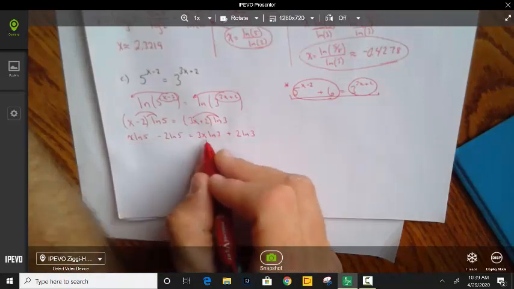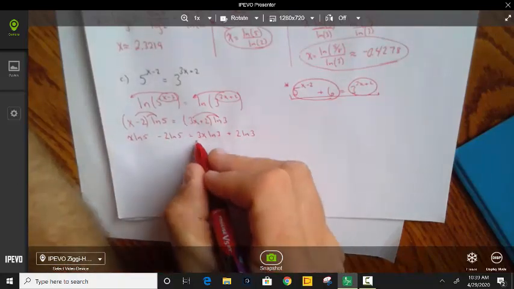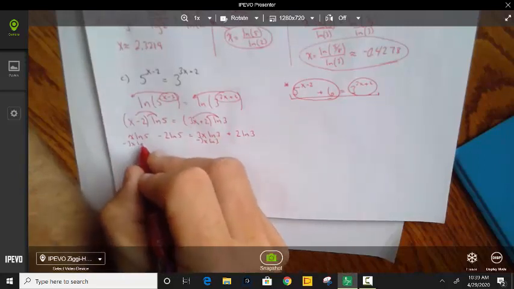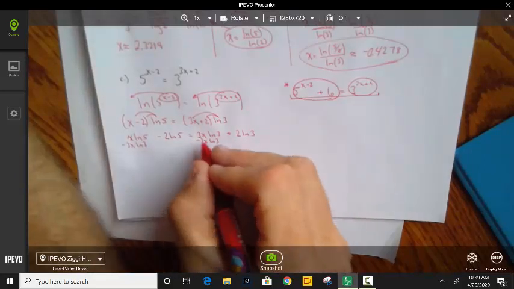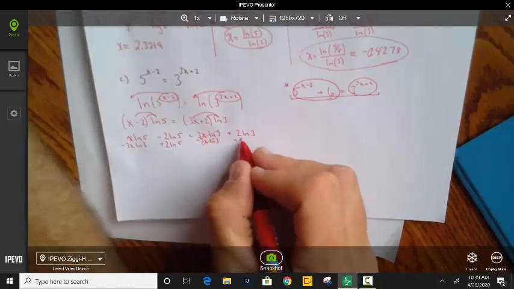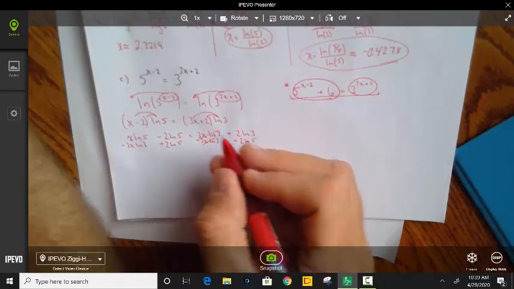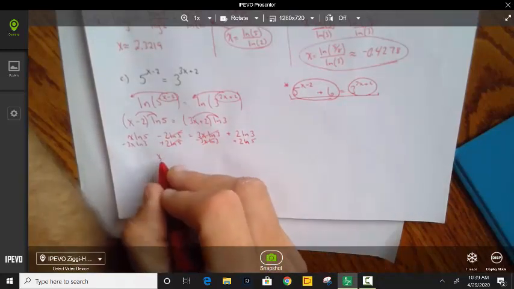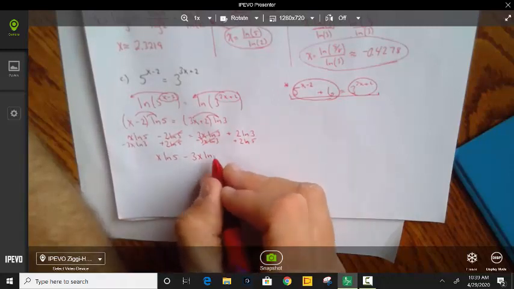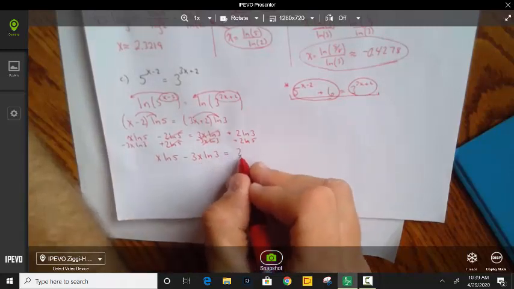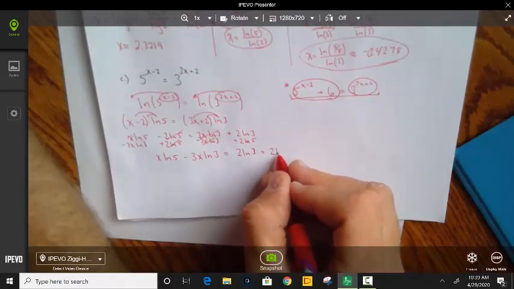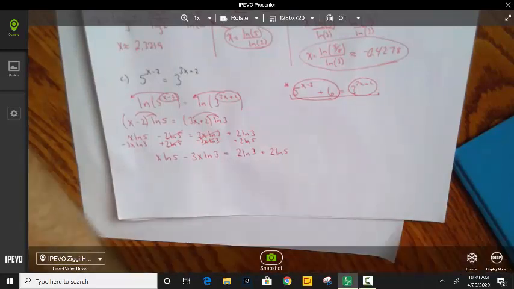And we're going to move everything that has a variable to the same side. So we're going to subtract this 3x natural log of 3 to the other side. And since the 2 natural log of 5 doesn't have an x, I'm going to move it to the other side. And so what we get is x natural log of 5 minus 3x natural log of 3 equals 2 natural log of 3 plus 2 natural log of 5.